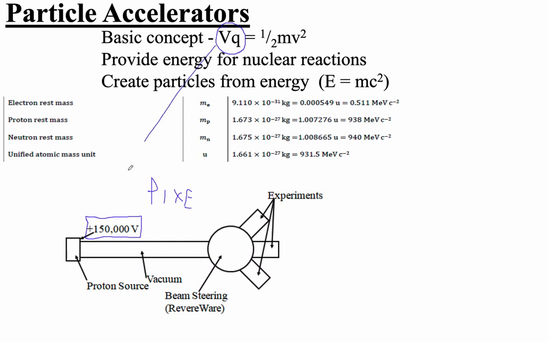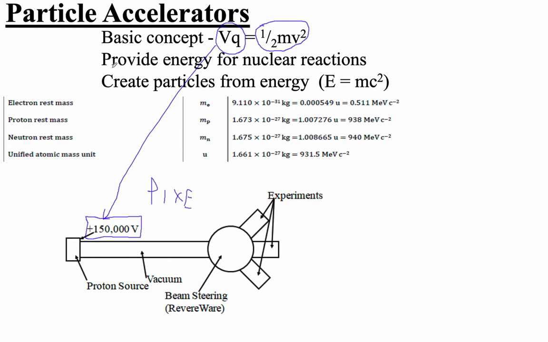In this case, V is 150,000 volts, right? Q is, of course, the electron charge, right? And then that becomes the kinetic energy, right? At low velocities, I don't even think this velocity would be valid. You can calculate the velocity using this formula, right?